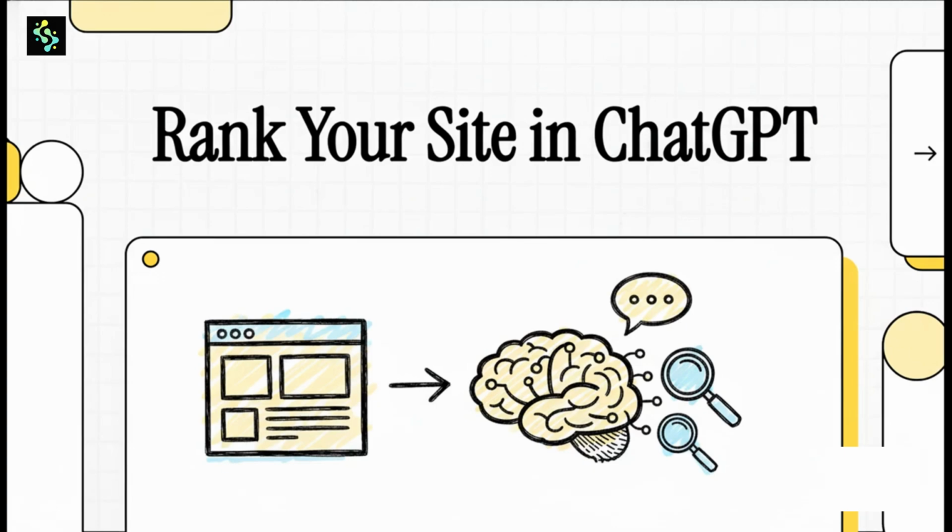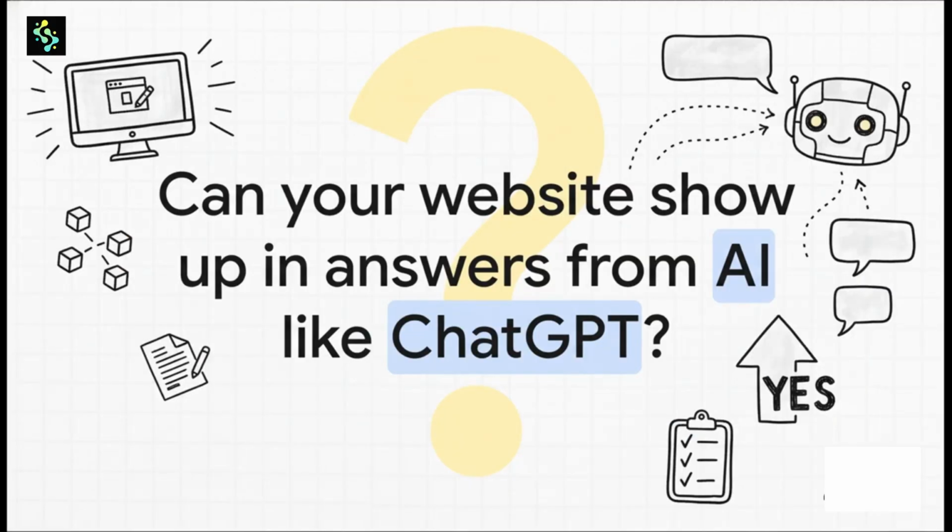So how do you get your website to actually show up in the answers from AI models like ChatGPT? It's the question on just about every website owner's mind right now. And while it feels like this brand new frontier, it's probably way more achievable than you think. Let's dive right in.